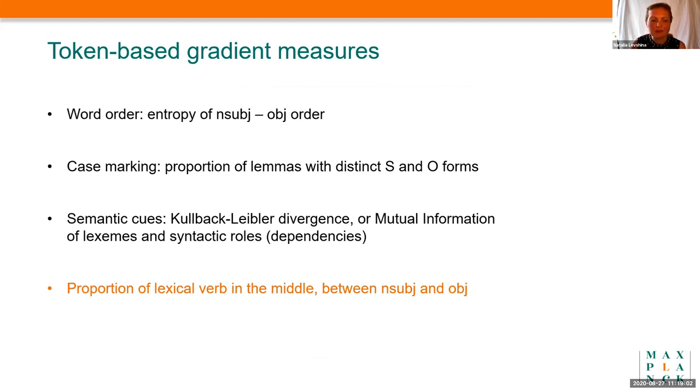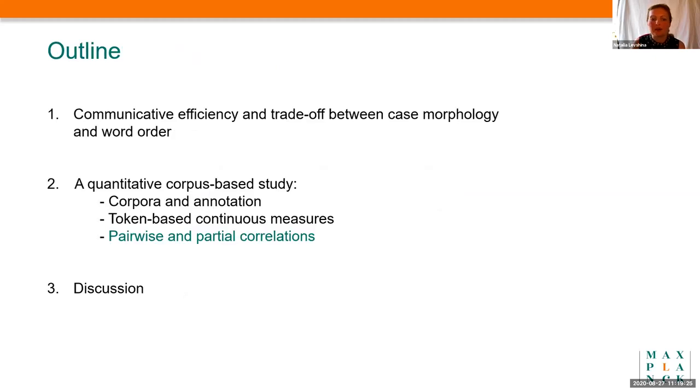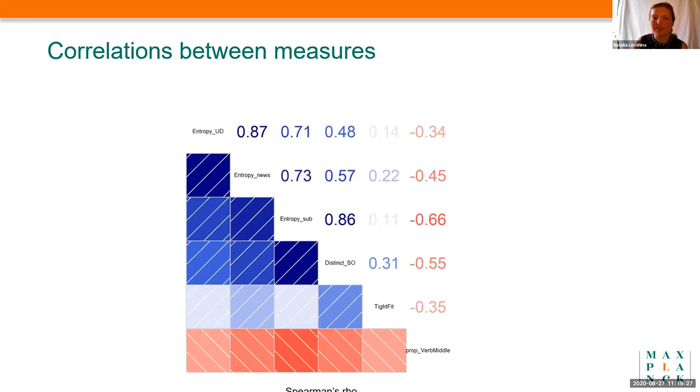And then I also computed the proportion of lexical verbs in the middle between subject and object, and that was really easy. This is my last parameter. In Indonesian, English, and Vietnamese, almost always the verb is between subject and object, and in Japanese, Tamil, Persian, and Turkish, almost never. And now finally the correlations.